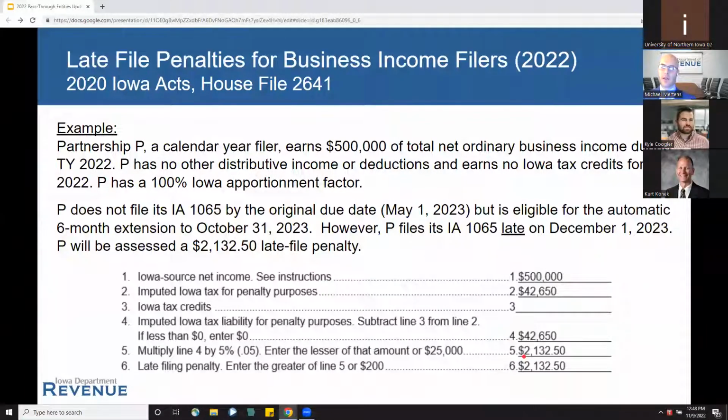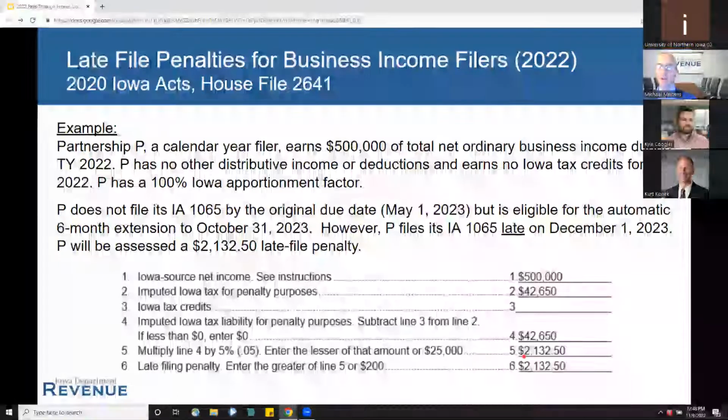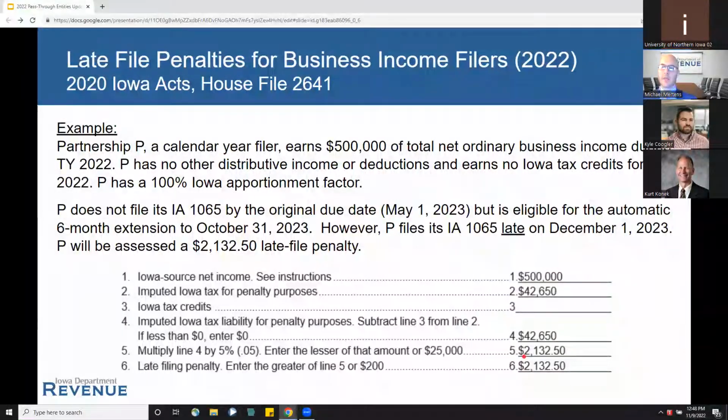I want to make sure everybody's aware that pass-through entities could be incurring some significant late file penalties going forward if they file late. You could envision here that the partnership has a loss for the year. So if it incurred a large loss attributable to Iowa, and it filed late, it would still incur that floor, that $200 penalty. That's the minimum amount that will be imposed upon the partnership for filing late.